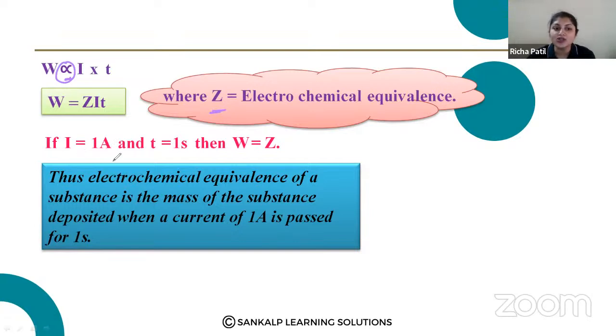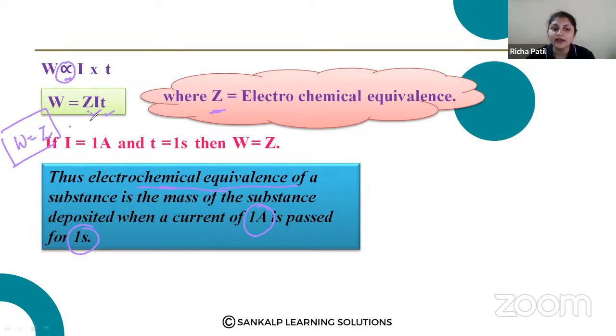If you substitute I equals 1 ampere and time equals 1 second, then W is equal to Z. So how do you define the electrochemical equivalence? The electrochemical equivalence of a substance is the mass of the substance which is deposited when a current of 1 ampere is passed for 1 second. This is the definition.